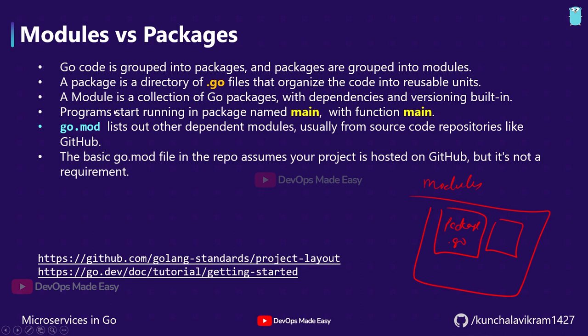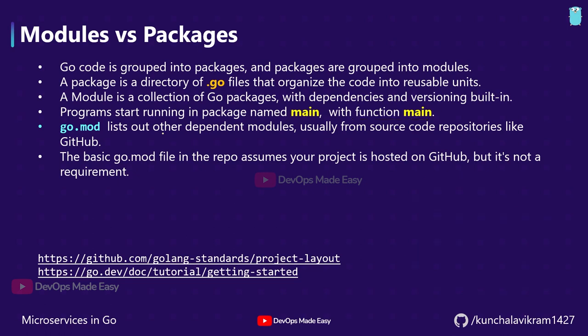At the same time, a module is a collection of Go packages with dependencies and versioning built in. We are going to understand what this dependency and this versioning are. Programs start running in a package known as main. So your main program starts with a package known as main, which is where your program execution usually starts. And inside this package main, we'll have a function known as main. In the demo also, we are going to see it very clearly.